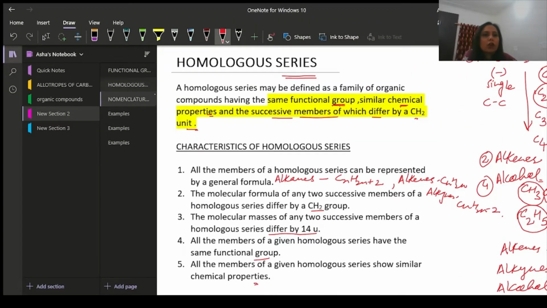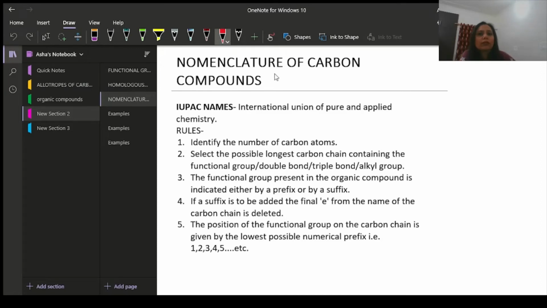Now we'll start with nomenclature. Nomenclature, in very simple language, is naming. Now we are doing carbon, so we are talking about the naming of organic compounds. It is a very easy topic, at least up to class 10th. So you will have to keep in mind certain points.